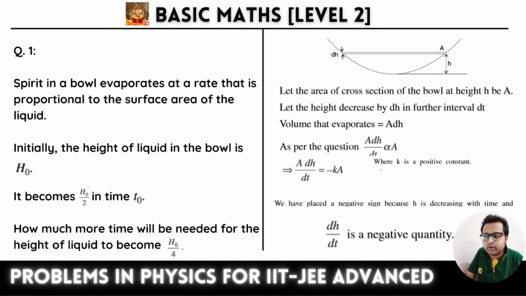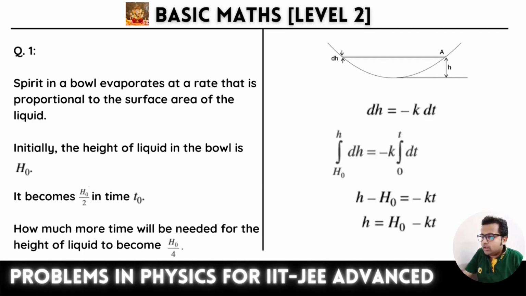So dh by dt will be negative. That's why we are introducing a minus sign here in the proportionality. So we can write dh by dt is equal to minus k upon A. Here A we can cancel. So definitely we get dh is equal to minus k dt. A very straightforward calculation. Now you just have to do the basic integration.